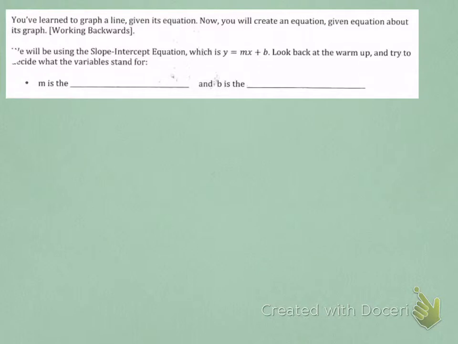So you've learned to graph a line given its equation, and now you're going to create an equation given information about the graph. So we'll be using the slope-intercept equation, which is y equals mx plus b. We need to look at the warm-up and try to decide what the variables will stand for. You actually should know already from class discussions that m is the slope and b is the y-intercept.